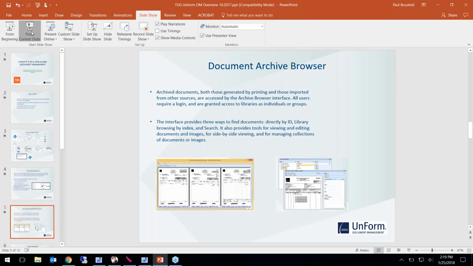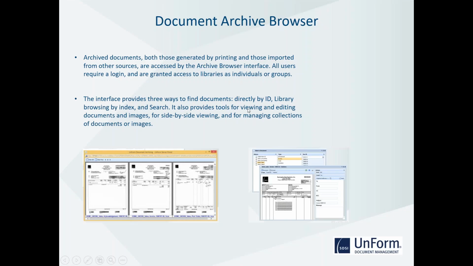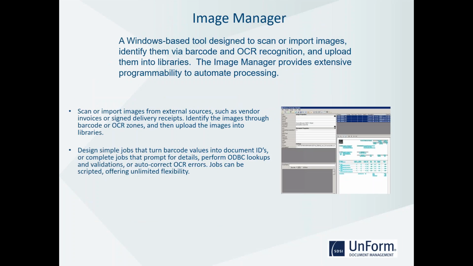Jump back over here. So again, the archive browser, a very quick and easy way to find what you're looking for. A lot of different ways to search, and all the documents that share common indexing information are automatically linked together when they go in, regardless of how and when they're getting there. The image manager is the tool or the application that's used to bring in either third-party documents or, again, it could be a document that was generated by your ERP that had some value added to it, like a signature or whatever it may be.